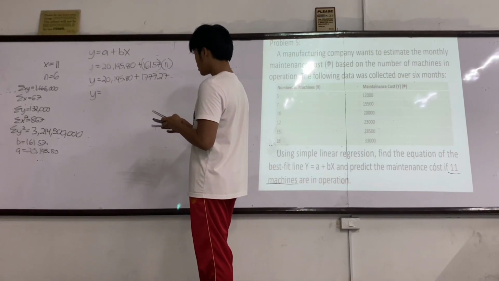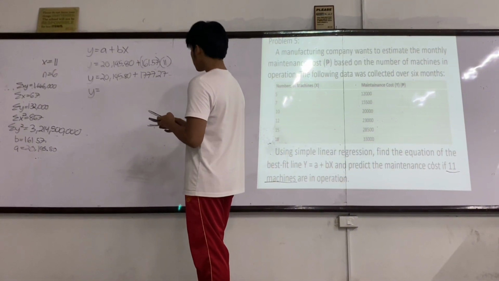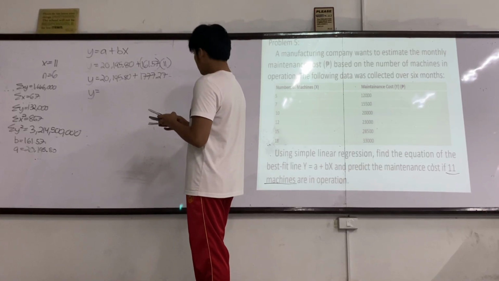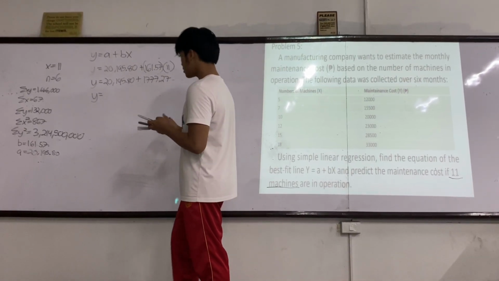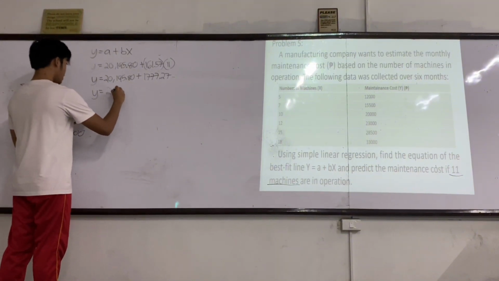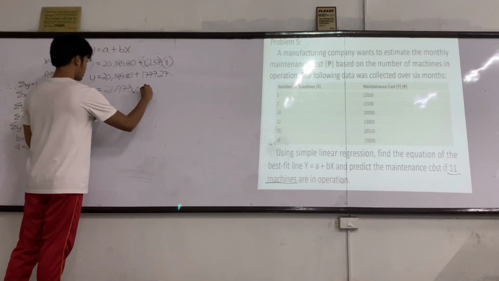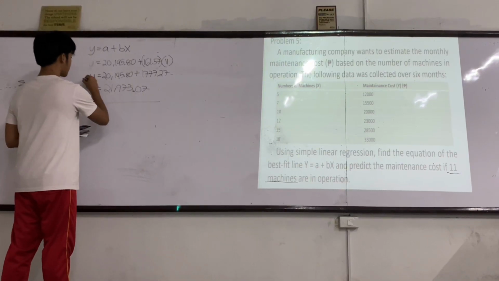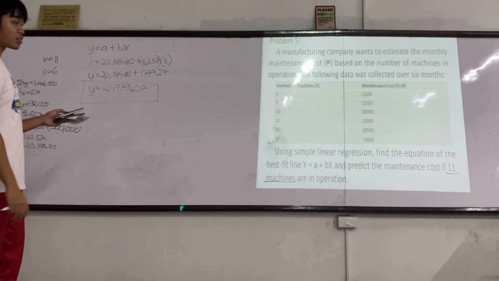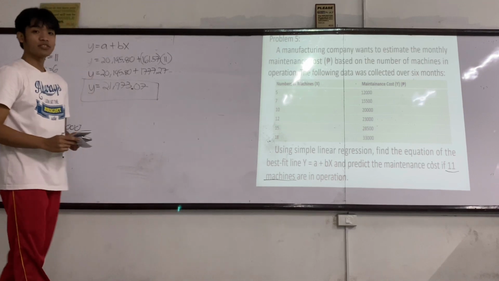So add these two values, then we will have the final answer for our problem. So 20,195.80 plus 1,777.27. So the final answer is 21,973.07. So this would be the predicted maintenance cost if 11 machines are in operation in problem number 5. So that is all. Thank you.